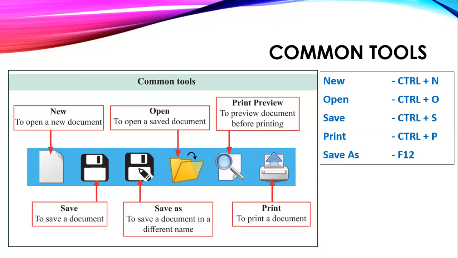The next button is the Print button, and we have Control plus P. Control plus P is used for printing. Once you start printing, it asks you which printer you want to print to.